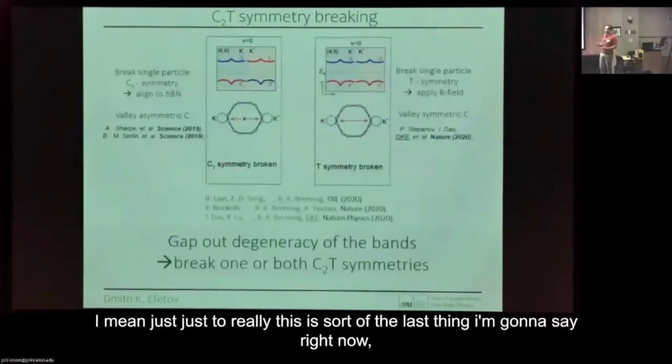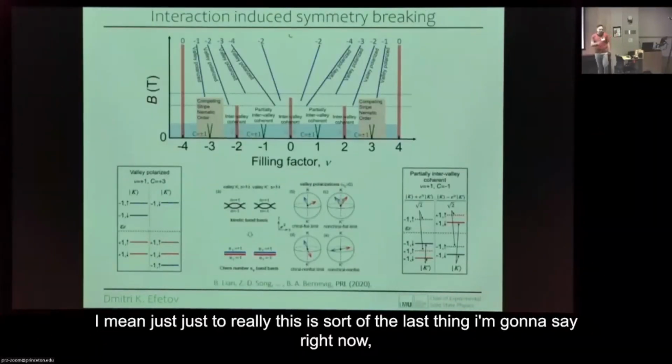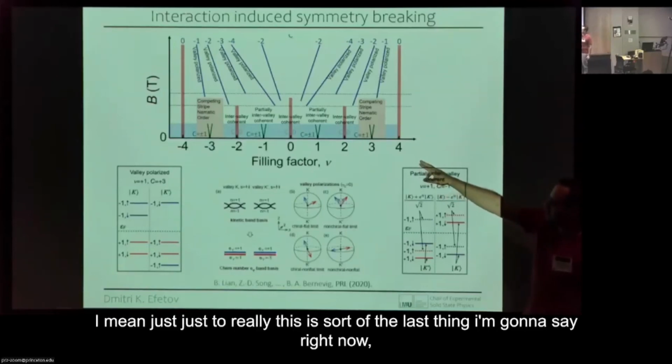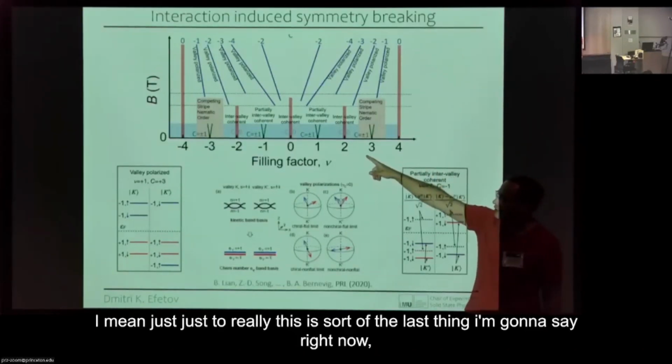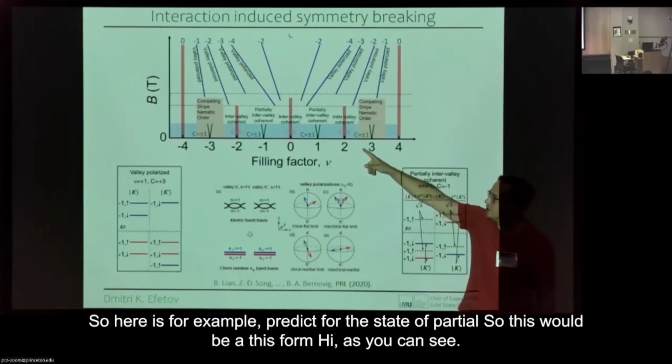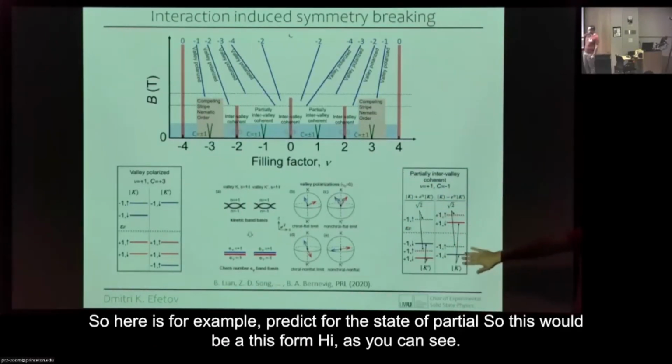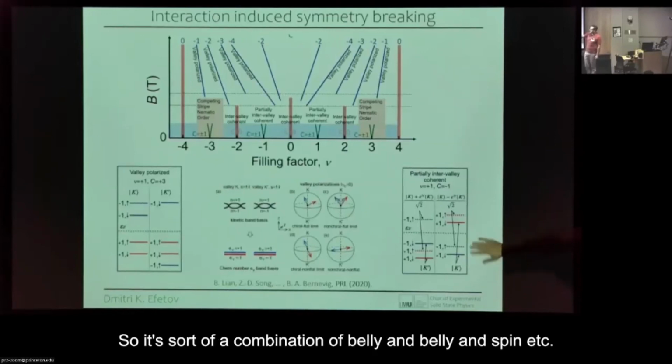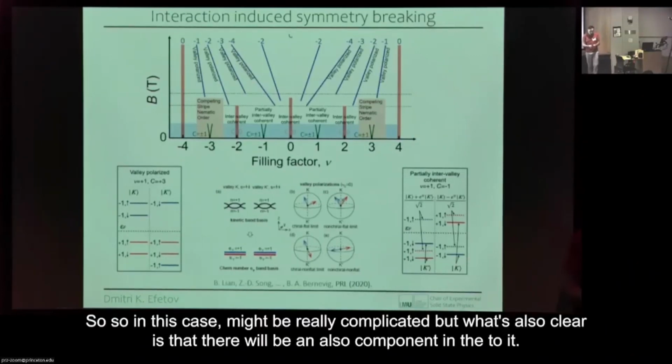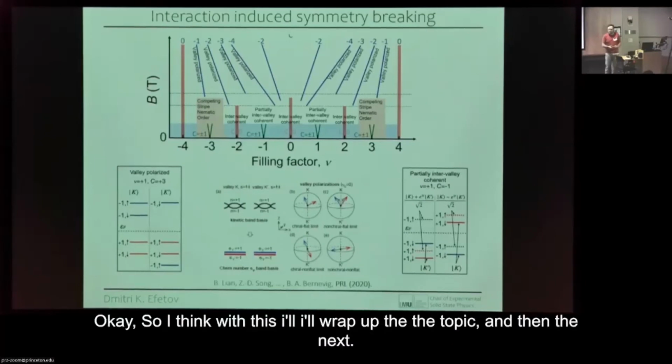Going back to theory, this is the last thing I'm going to say right now. Theorists, for example, predict a partially intervalley coherent state for this. This would be a state of this form. As you can see, it's a combination of valley and spin, etc. So these states might be really complicated. But what's also clear is that there will be an orbital component and a spin component to it.